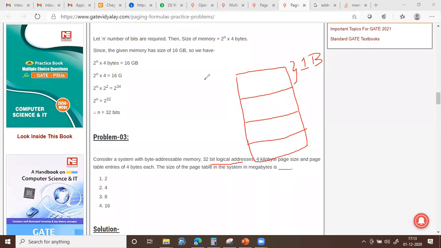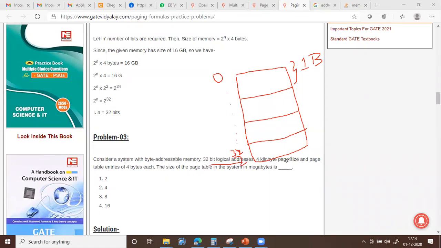The logical address space is then 0 to 2 to the power 32. The first location will be 0 and the last location will be 2 to the power 32. So that many locations will be there. That many locations the logical address space can address.